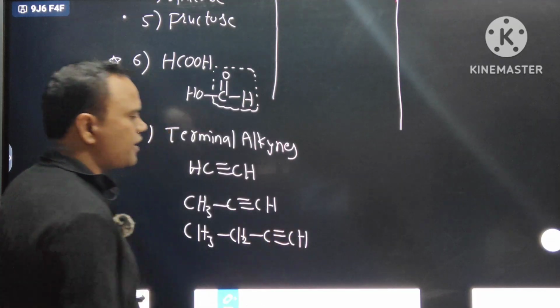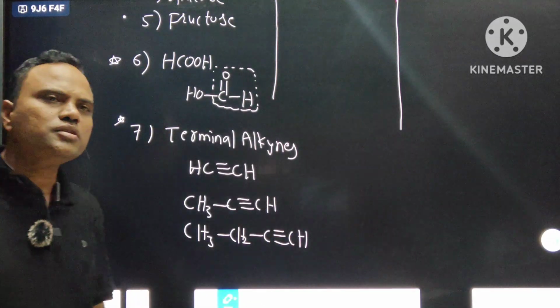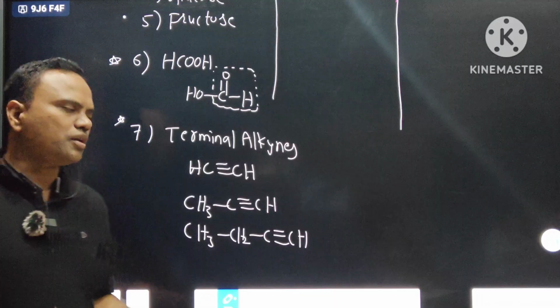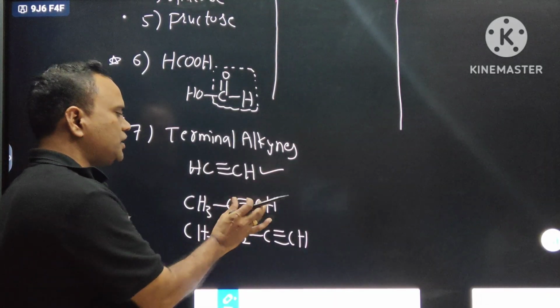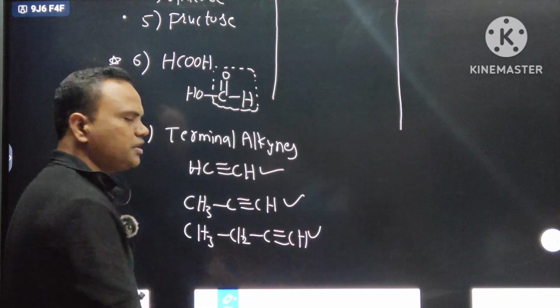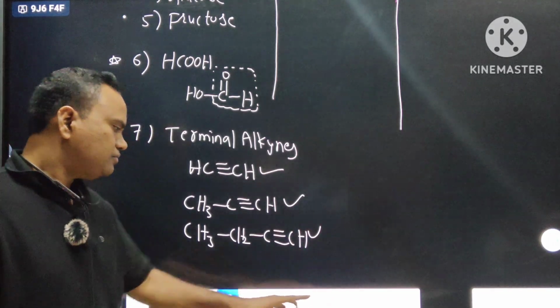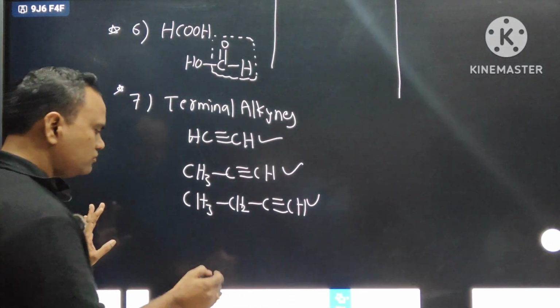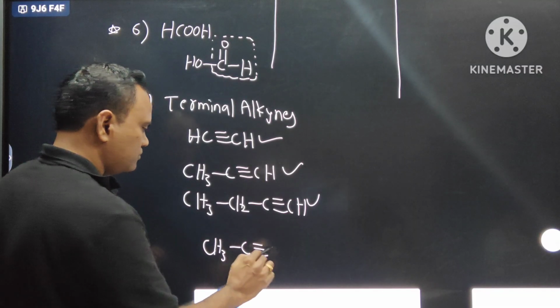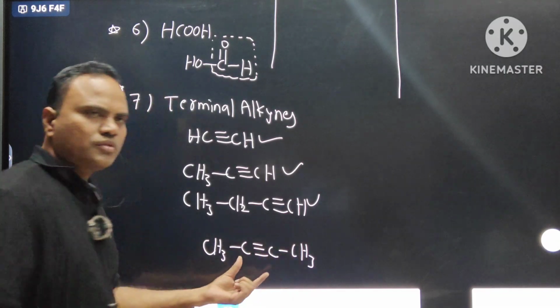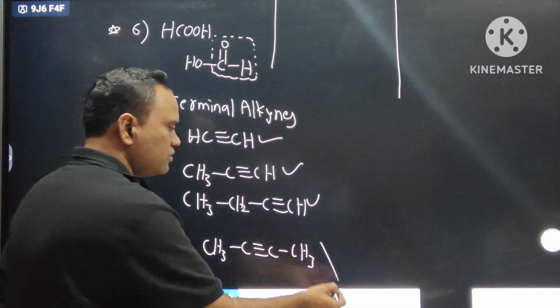1-butene is a terminal alkyne. 2-butene is not a terminal alkyne. The triple bond is present in the middle. Terminal means the triple bond is at the end. But look at this. Triple bond is present in the middle, so it won't give the test.